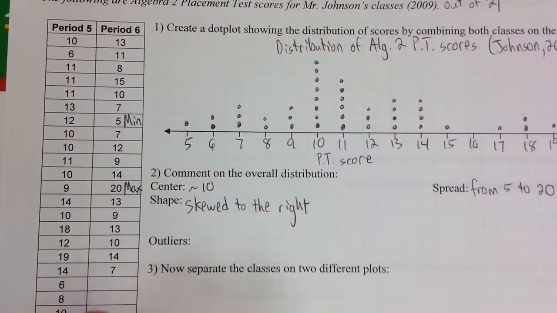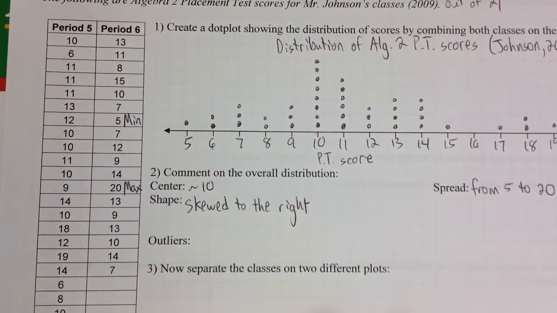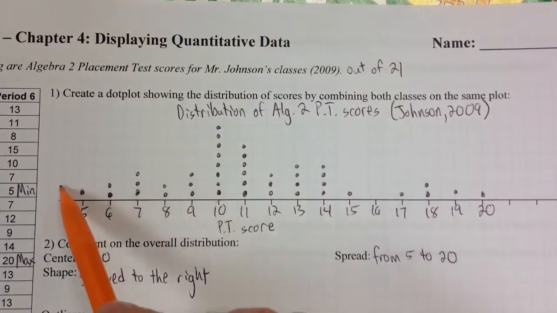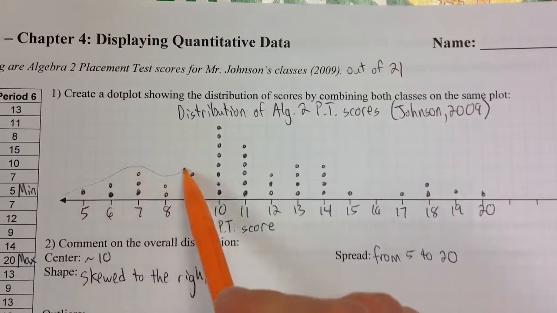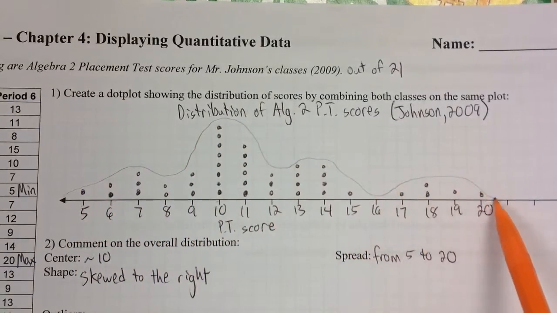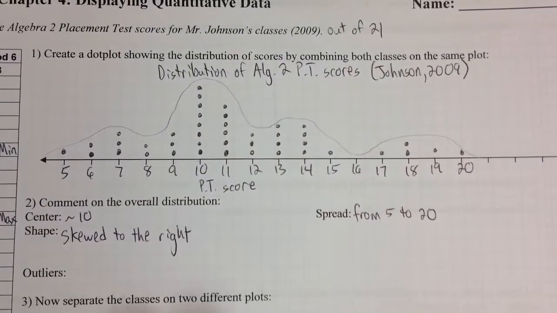Question? Why is it skew right and the tail on the right? That's the convention we use. Oh, right. Okay. So if you were to draw a smooth curve over this, you would notice that the tail is longer on the right. Therefore, it's skewed to the right.